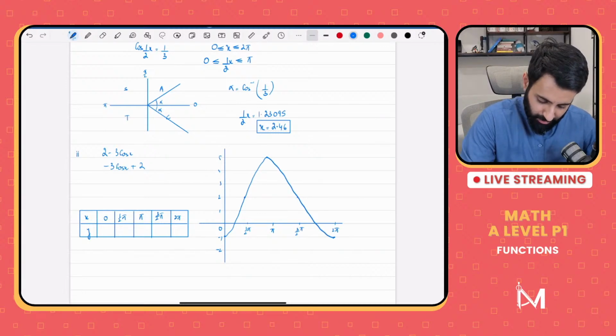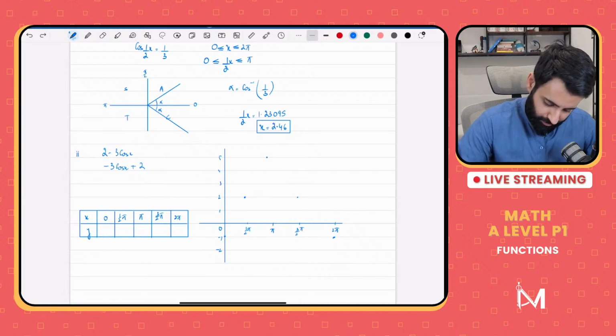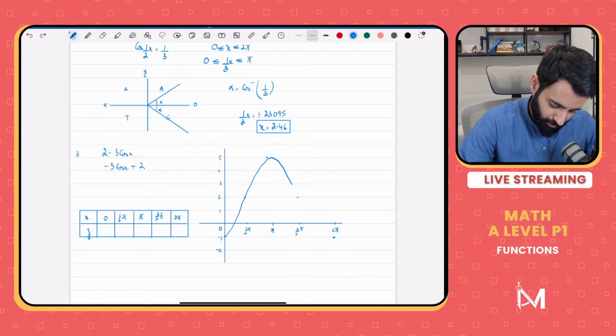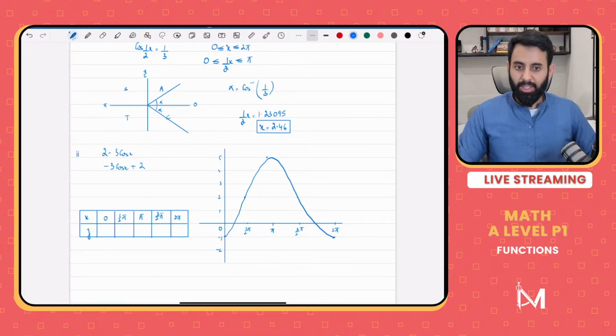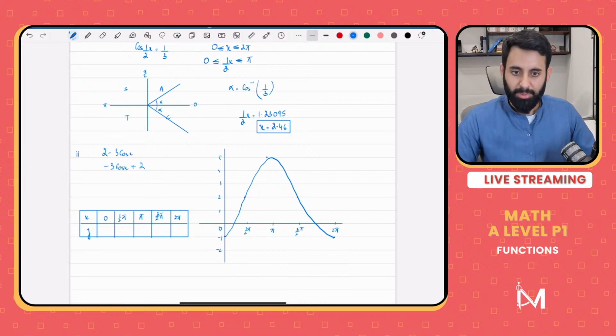Who can tell me? That's because we are sketching minus. Yes, that's correct, because we're sketching minus 3 cos x. That's the correct reasoning.